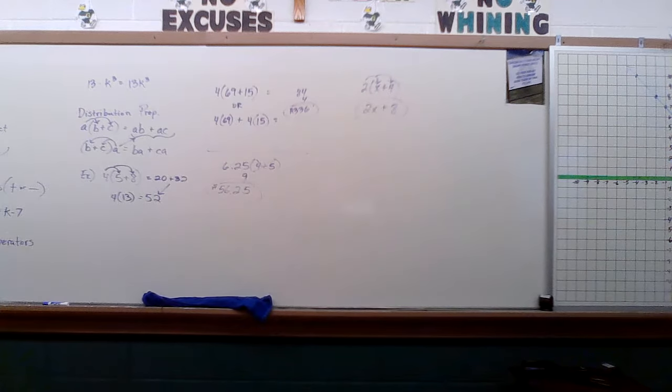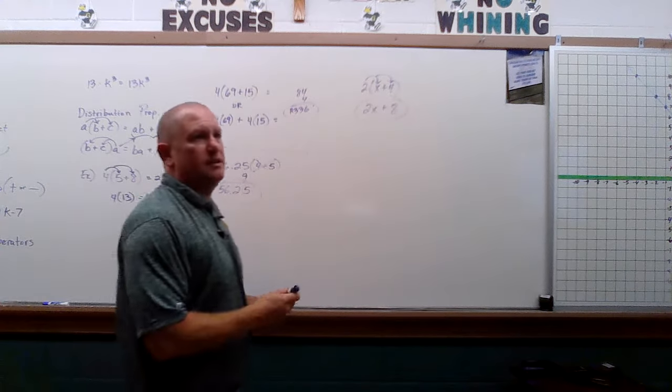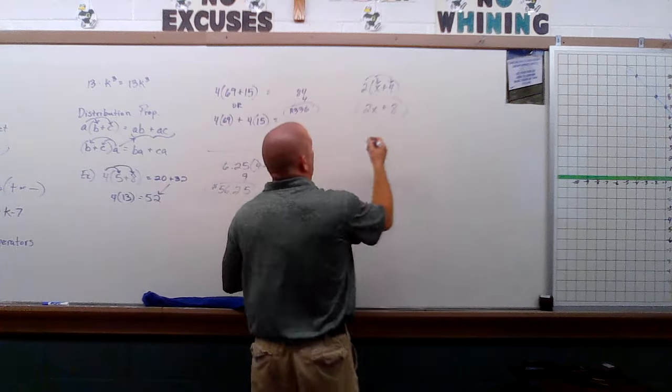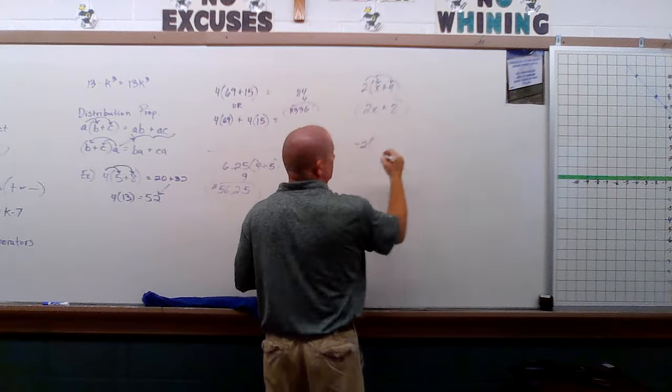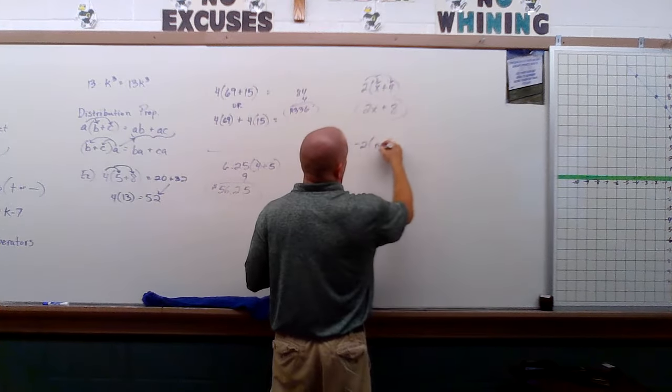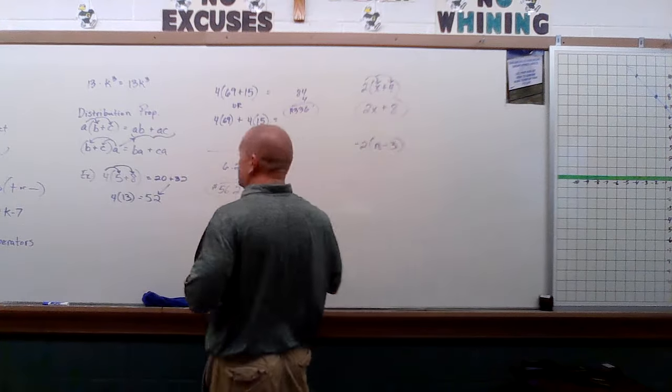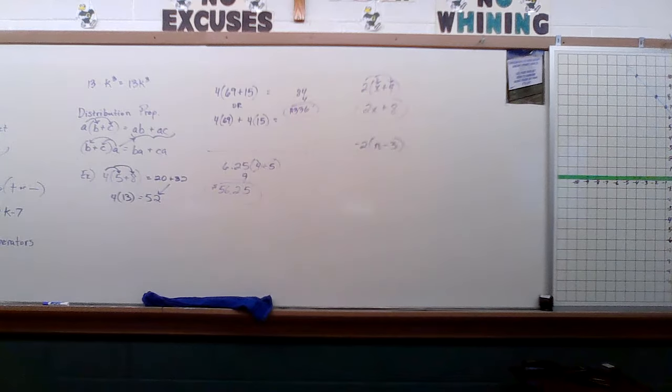Okay, but what you're doing is solving equations, and we'll do that the rest of next week. So yeah, you're just a little ahead. All right, let's try again. Negative 2 out in front and n minus 3. Think about what you get. Don't say it out loud.